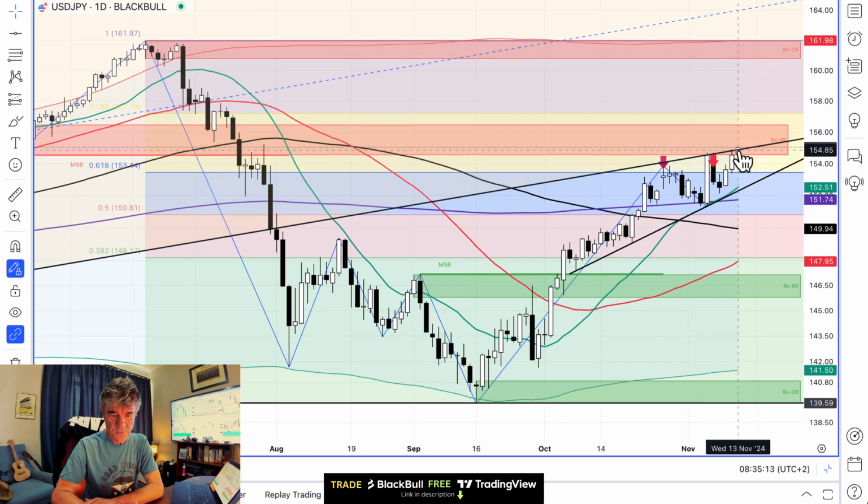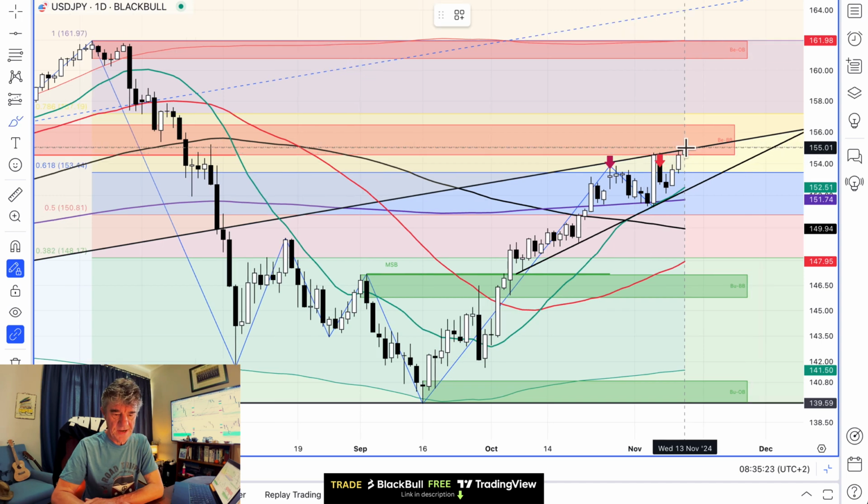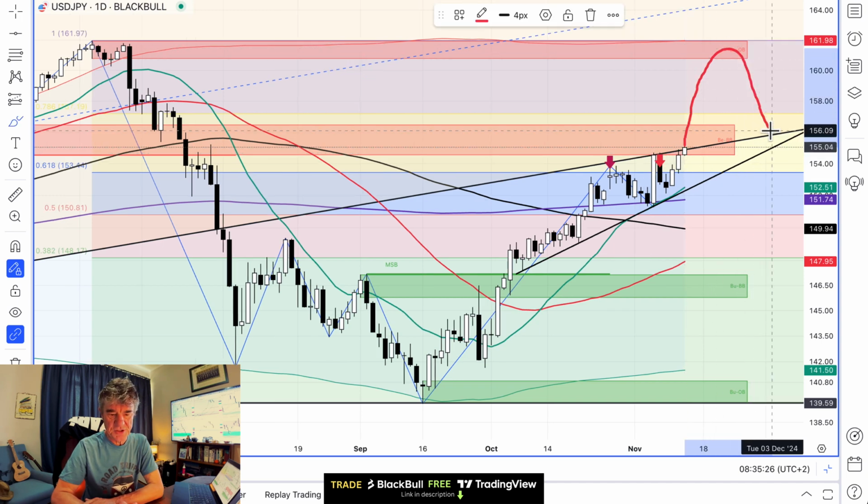Hopefully we won't have to get there and we'll turn around at this trend line, but we must now increasingly allow for something like that to occur, and we'll have to consider hedging this position sometime soon.